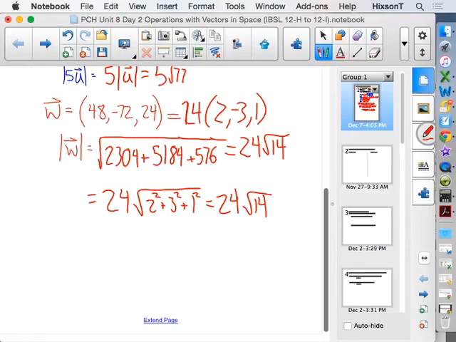Can you do the same thing with 2D vectors? Yes, you can do the same thing. You can do it with any vectors.